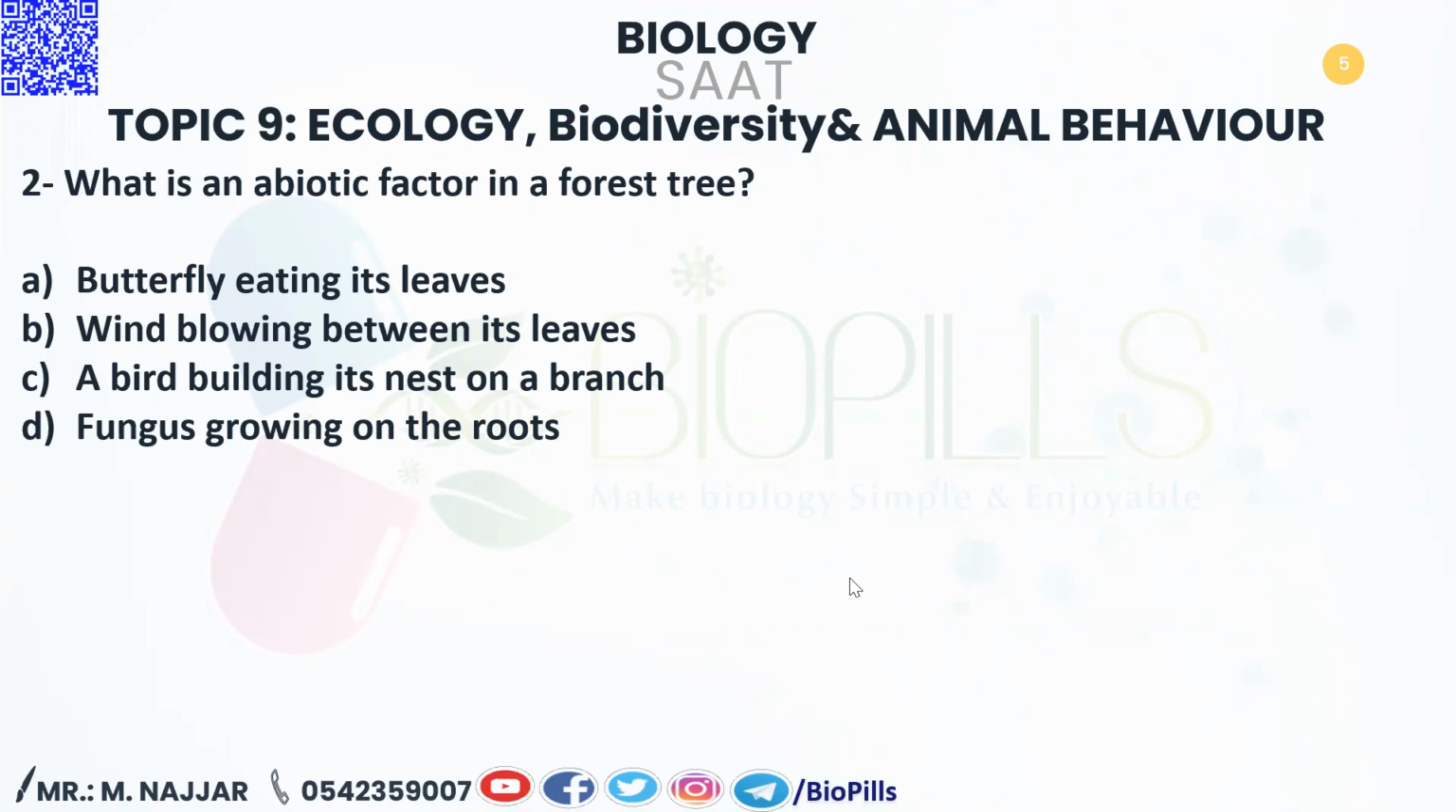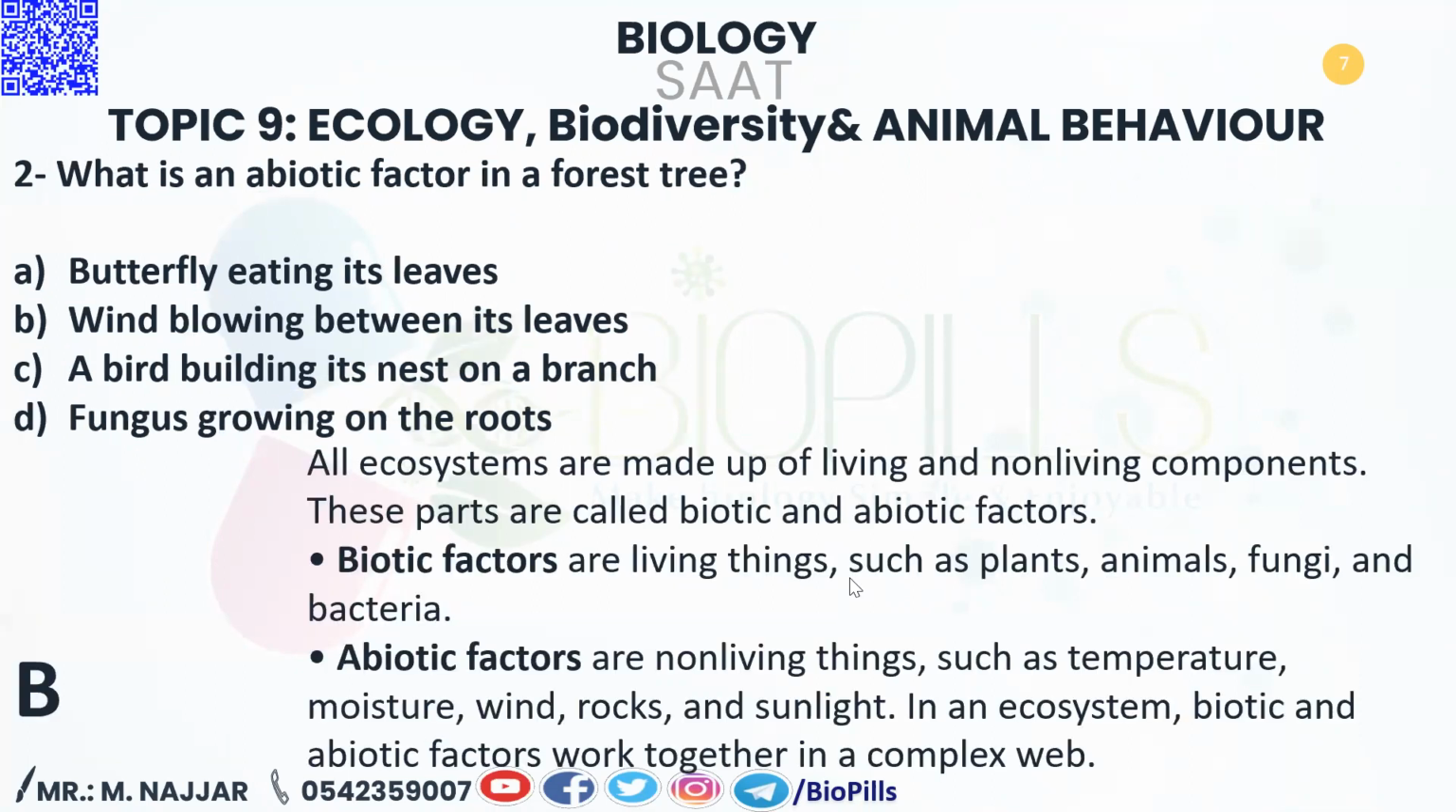As you know, all ecosystems are made up of living and non-living components. These parts are called biotic and abiotic factors. If we want to differentiate between biotic and abiotic, we can say that biotic factors are living things such as plants, animals, fungi, and bacteria. They're living components, while abiotic means not.